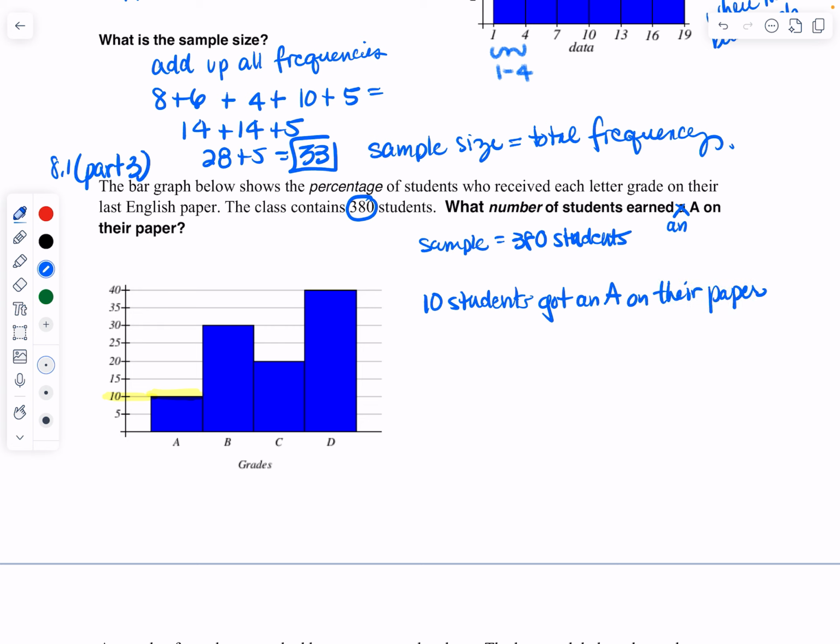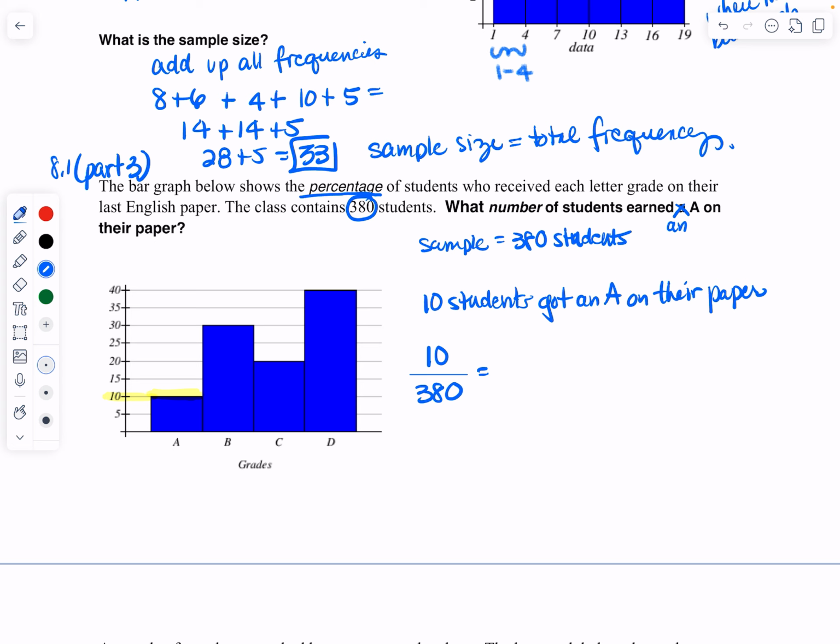But it asks us what percentage. So what I'm going to do is put this 10 students that got an A on their paper over the total sample size, which is 380. Now what you need to do is divide these two. So let me get out my calculator here, and we're going to do a little bit of division. Hopefully you have your calculator out and ready.